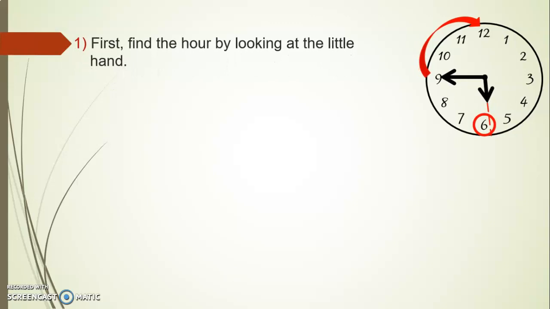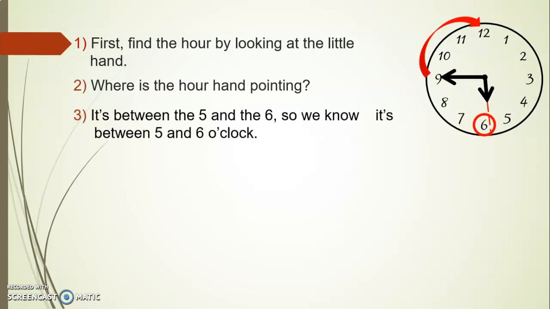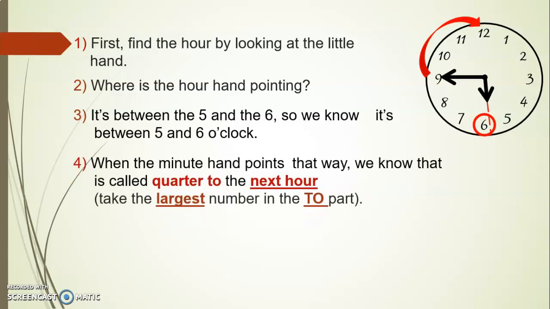In this clock, first find the hour by looking at the little hand. Where is the hour hand pointing? It's between 5 and 6. When the minute hand points that way, we know that it's called quarter to. So we will take the largest number in the hours, pointing between 5 and 6. We will take 6 in the "to" part, when the minutes are in the "to" part. So my time is quarter to 6.